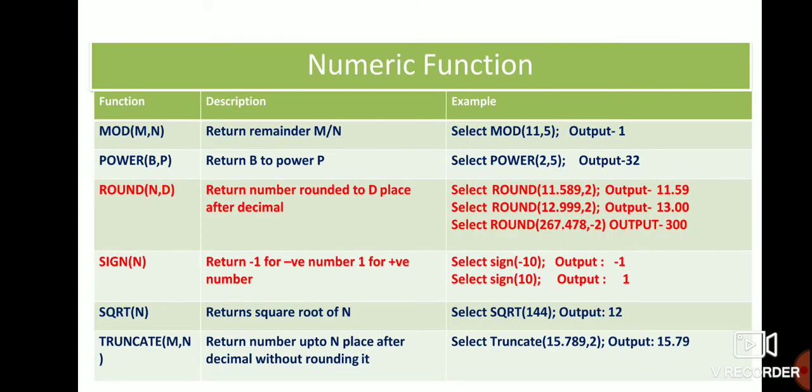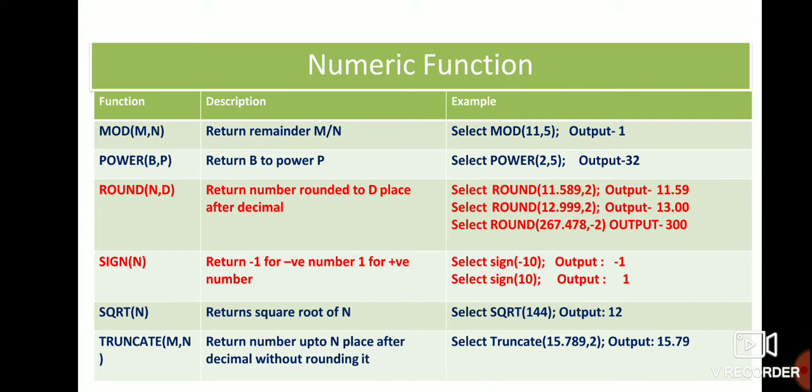Next is numeric functions. There are various numeric functions. First one is mod. It returns the remainder of m divided by n. Like select mod 11 comma 5. So 11 divided by 5, it will return the output as 1. Power b comma p returns b to the power p. Select power 2 comma 5, so 2 raised to 5. 2 will be multiplied 5 times, and you will get the output as 32.